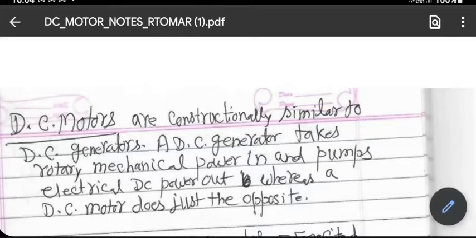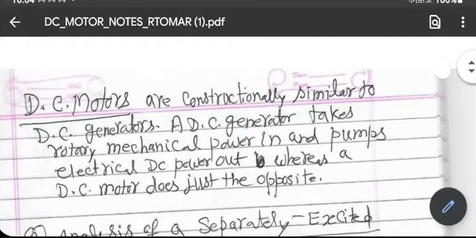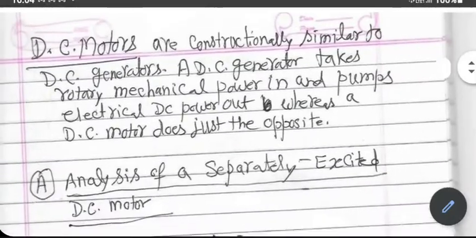There's a large variety of rules available to figure out the direction of rotation versus polarity versus flux direction, etc. But I'm avoiding all that talk here, because you have been exposed to all that in many other courses.